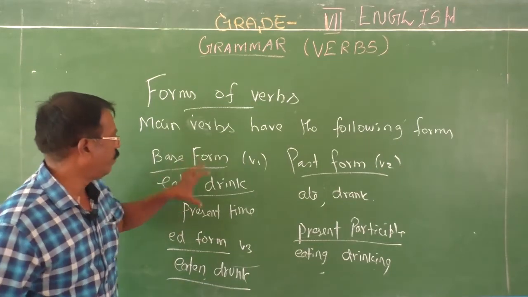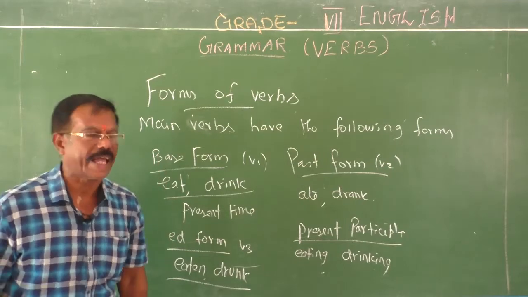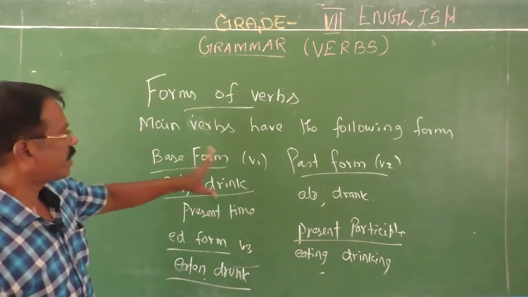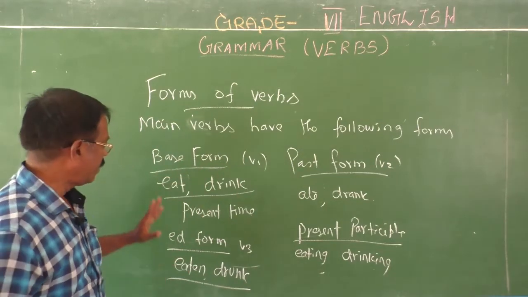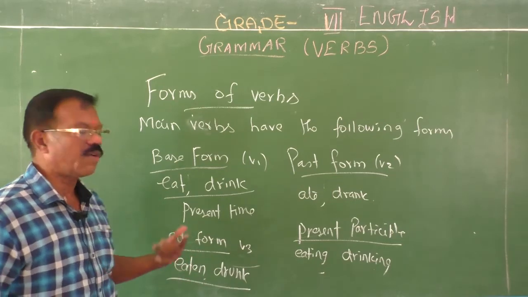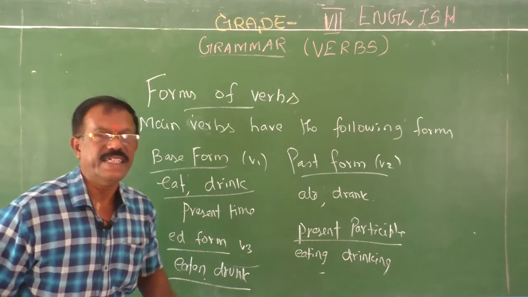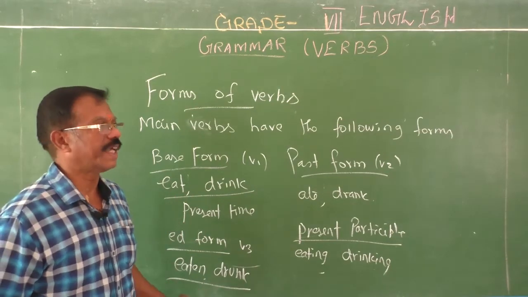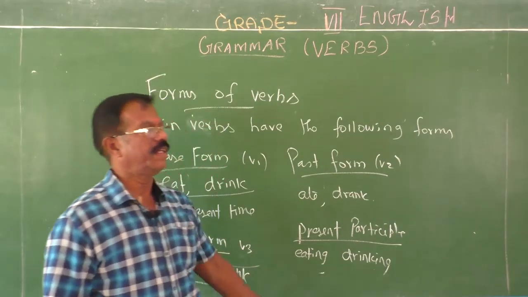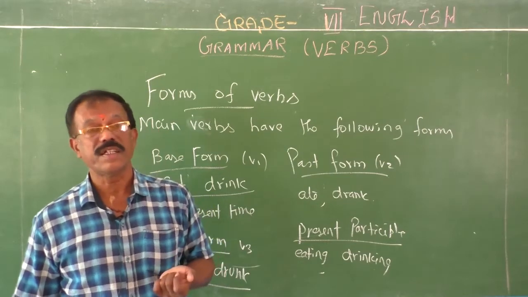So the base form V1 always shows the present time. The past form V2 always stands for the past action. The ed form V3, how can we get this? By adding the suffix en, ed or ne to the base form. That's called a past participle, and verb plus ing is called a present participle. Could you follow me, children? Okay, good.